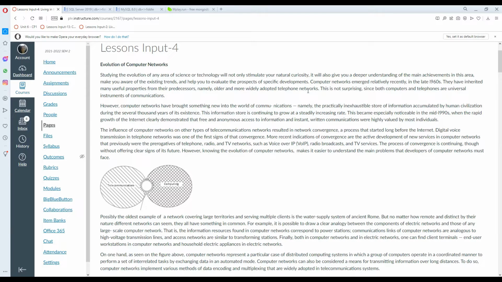As we can see, according to our lecture, computer networks evolved from telephone networks. So without telephone networks, there will be no computer networks. This is not surprising since both computers and telephones are universal instruments of communications. One more information to add.